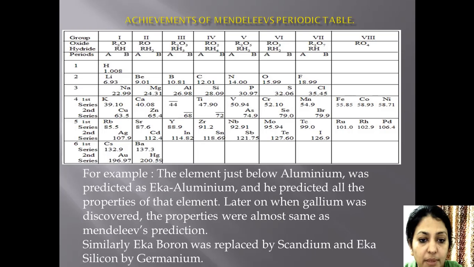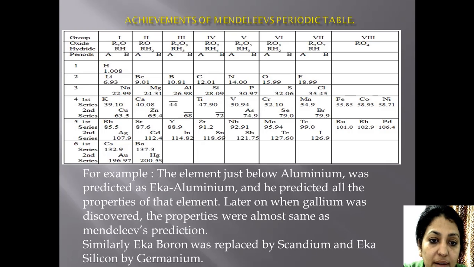So for example, the element just below aluminium was predicted as Eka aluminium. Eka is a Sanskrit word meaning one. So Eka aluminium, and he predicted all the properties of that element. Years later, when a new element, gallium, was discovered, the properties were almost as Mendeleev's prediction.